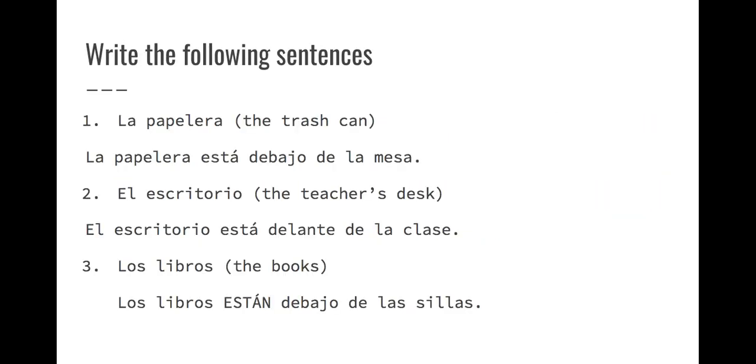So here are some example sentences. I gave you items in the classroom and wanted you to say where they were. You probably forget what my classroom looks like, so I wrote out the sentences for you. So when I ask you about the trash can, I just put the trash can is underneath the table. Okay, la papelera está debajo de la mesa. El escritorio is the teacher's desk. I just put that it is in front of the class. So el escritorio está delante de la clase. Los libros, the books, I put los libros están debajo de las sillas. Okay, the books are below your seats in the classroom.